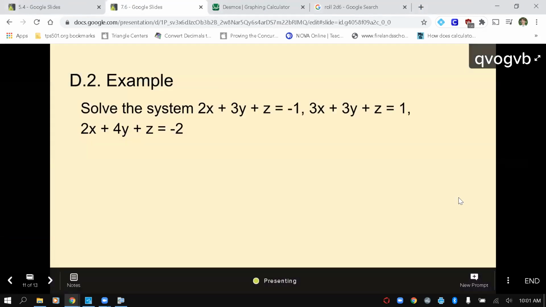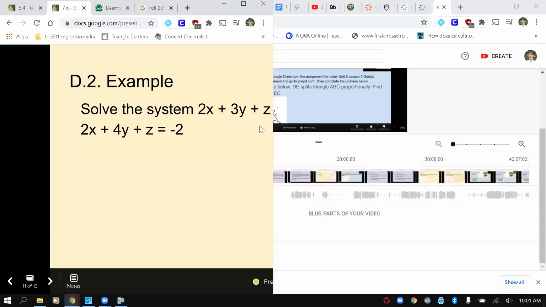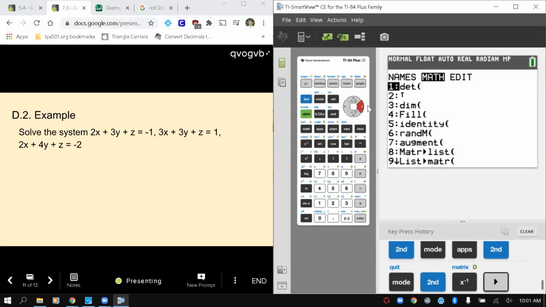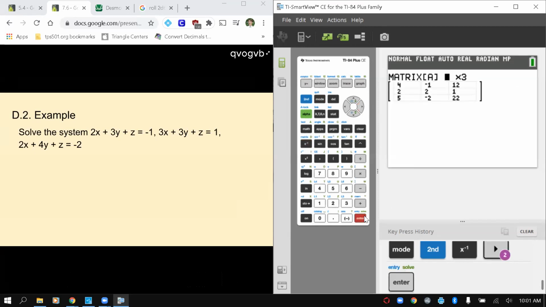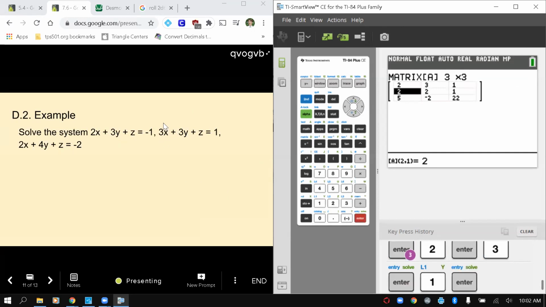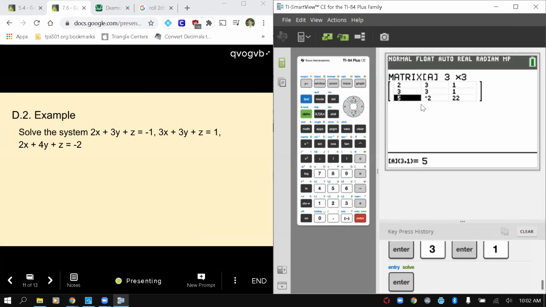Boom. All right, let's do an example. You'll see, I'll be able to do this example in 1 minute. To do this example, I'm going to hit second matrix, and I'm going to edit my first matrix here. I have 3 equations with 3 variables, so I want it to be a 3 by 3. And I'm going to enter my coefficients into this matrix. The first one is 2, 3, 1. Second one is 3, 3, 1. I have 3x, 3y, 1z. Again, I want x, y, z, so 2, 4, 1.